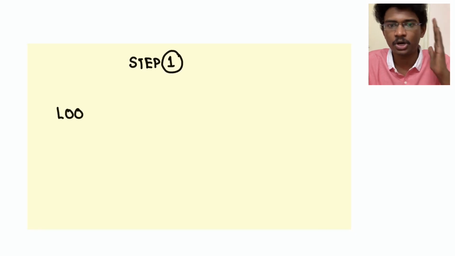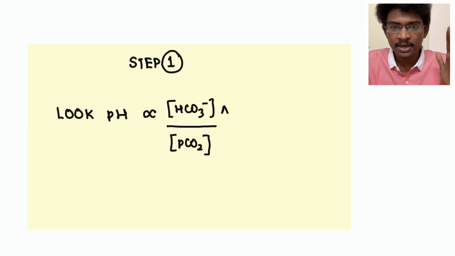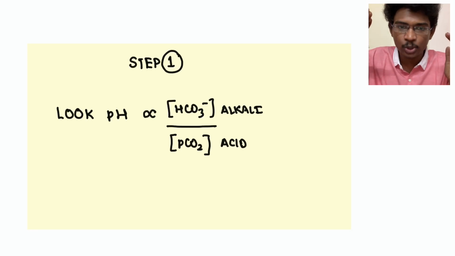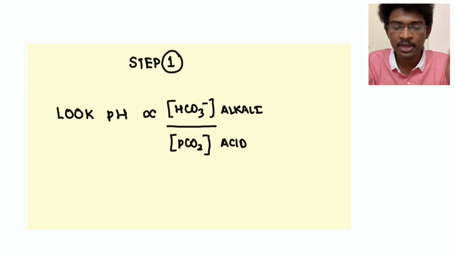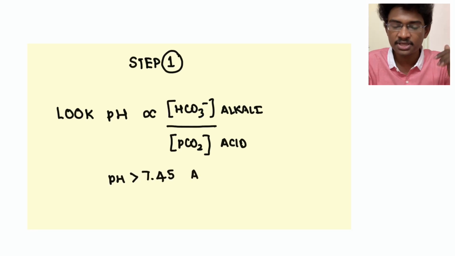Step number 1. First, identify the acid-base abnormality, whether it's acidosis or alkalosis. How to check? The basic equation is pH is directly proportional to bicarb and inversely proportional to PCO2. Bicarb is the alkali, so if it increases, alkalosis; if it decreases, acidosis. And PCO2, carbon dioxide, forms carbonic acid. So remember it as acid. If it increases, it is acidosis. If it decreases, it is alkalosis.